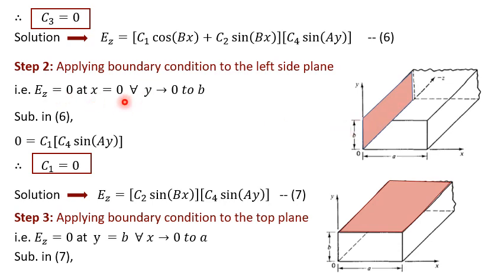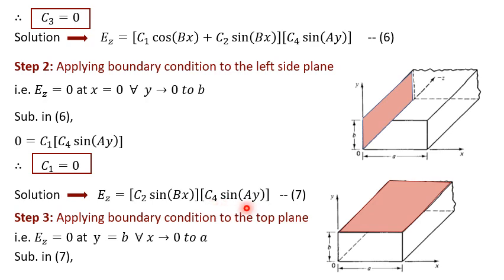So when I substitute this condition in the equation, here x is equal to 0. So 0 will be equal to C1 cos 0 plus C2 sin 0. Sin 0 is 0. This becomes C1 into C4 into sin Ay. Again, this is the product of two terms and y ranges from 0 to b, so this term cannot be 0. Therefore C1 will be equal to 0. So we got the next constant. Now again the solution is going to reduce to Ez is equal to C2 sin Bx into C4 sin Ay.